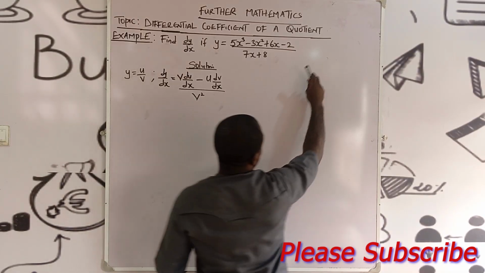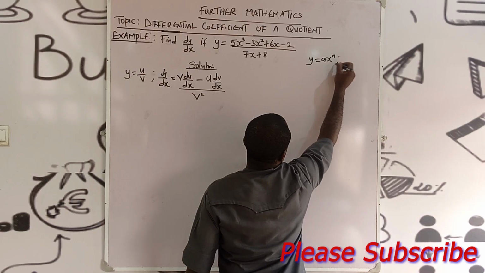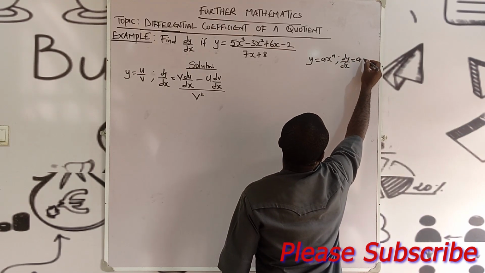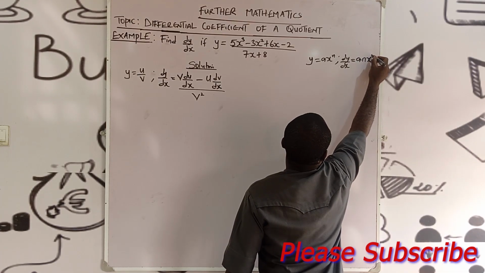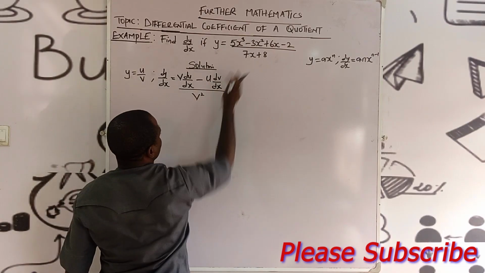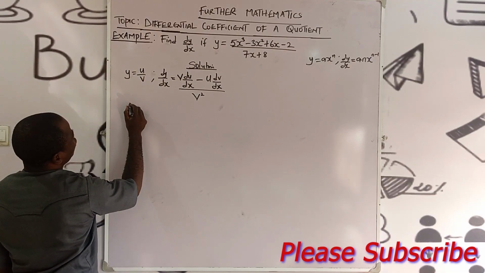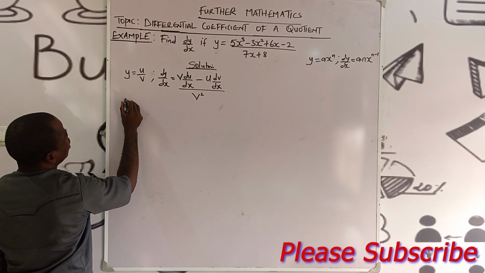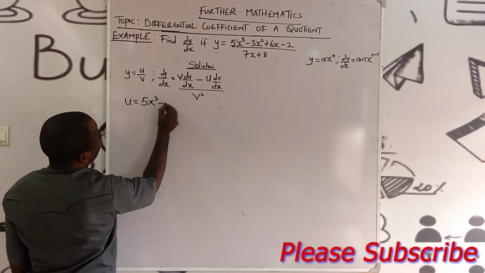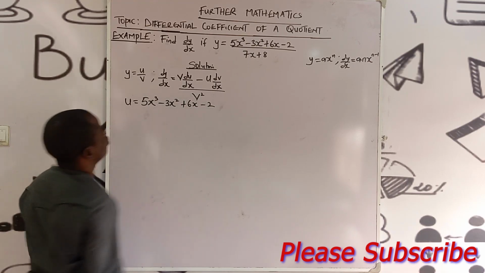Now, we're going to be considering the general formula: y equals ax raised to power n, dy over dx equals a dot n x raised to power n minus 1. I'm going to be using that to differentiate the numerator and the denominator. Now let's start with u. Our u equals 5x raised to power 3 minus 3x squared plus 6x minus 2.